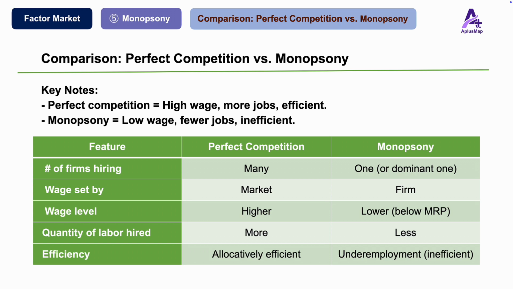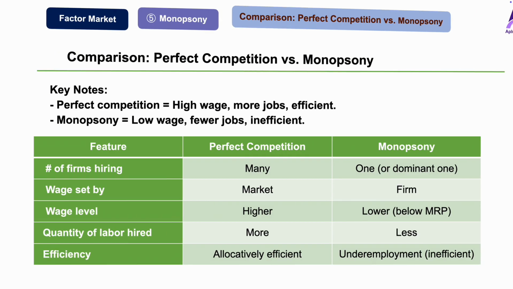Monopsony. One major employer. Think classic company town, though it can be more subtle today. The firm is a wage setter. It typically pays a lower wage than the worker's MRP. It hires fewer workers than a competitive market would. This leads to underemployment and is considered inefficient because valuable labor resources aren't fully utilized. So the quick takeaway: PC, higher wage, more jobs, efficient. Monopsony is lower wage, fewer jobs, inefficient. Yeah. Big difference. Huge difference.